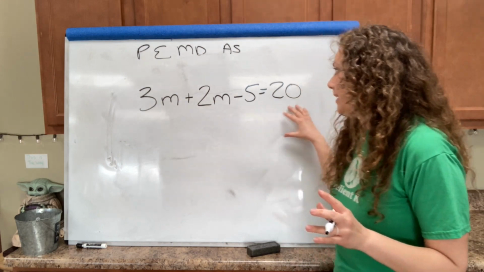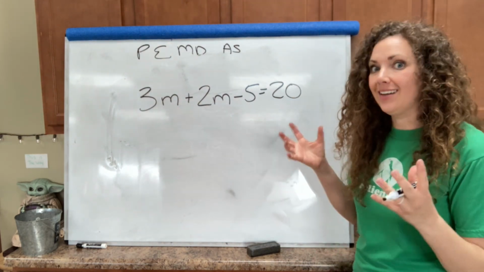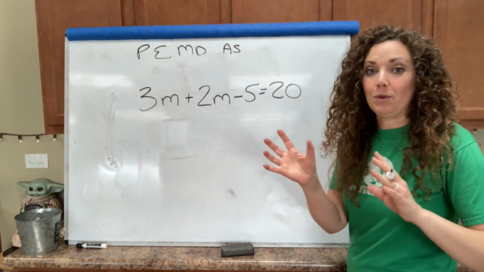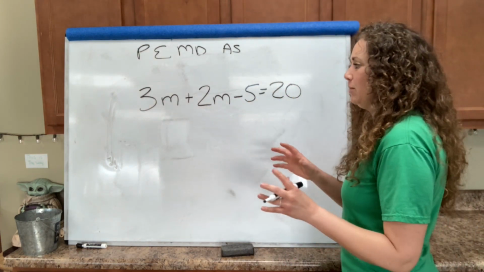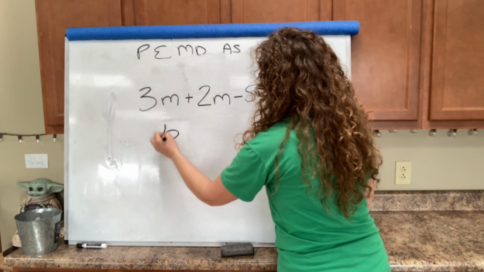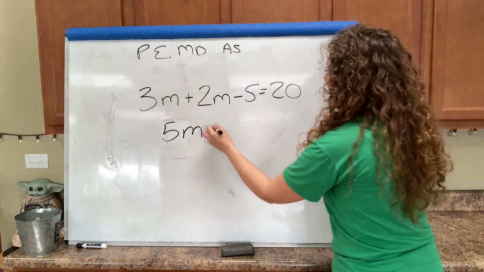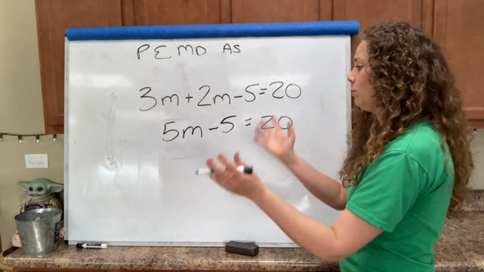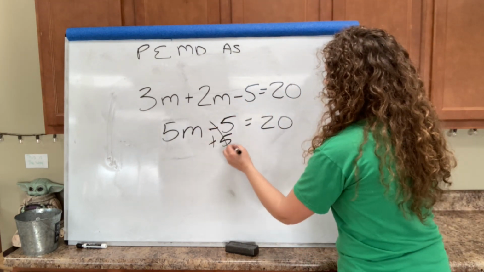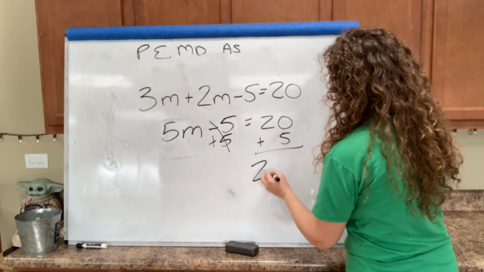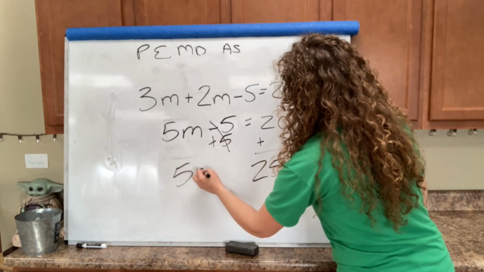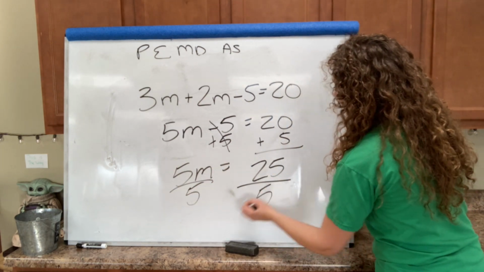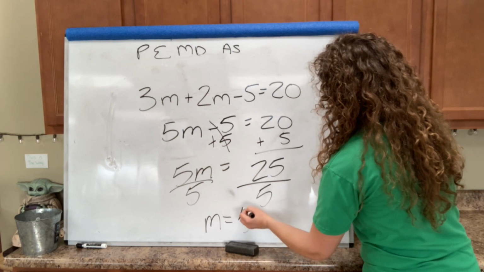Now, what if we have a problem like this where we have some like terms that could be combined? Let's do that first. So these two are like terms, and if you're not familiar with that, you can go watch my previous video on like terms, and I'll link that below. But we have 3 plus 2, that's 5m, minus 5 equals 20. And then now we just have a normal problem like we had before. Get rid of that, plus 5 here, 25. Bring this down, 5m equals 25. Divide by 5, and m equals 5.